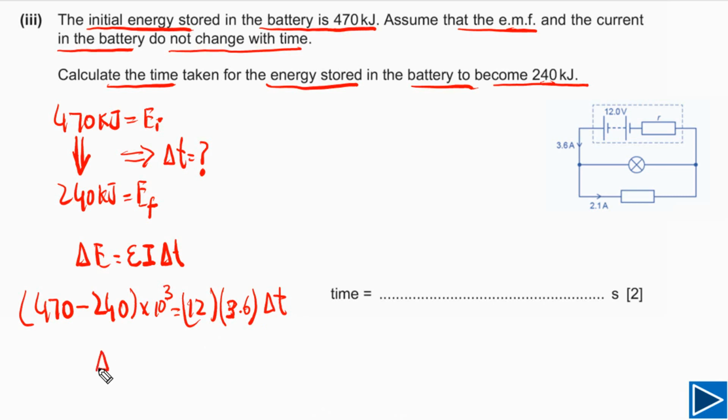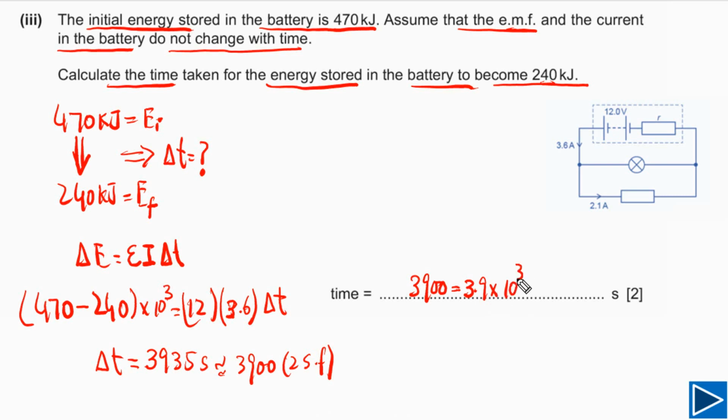If we solve this for delta T, our final answer will be 3935 seconds. We can write this answer up to 2 SF. So simply we can say 3900 up to 2 SF. So our final answer is 3900 seconds. Otherwise we can write it in standard form. We can say this is 3.9 times 10 to the 3 seconds, and this is our answer.